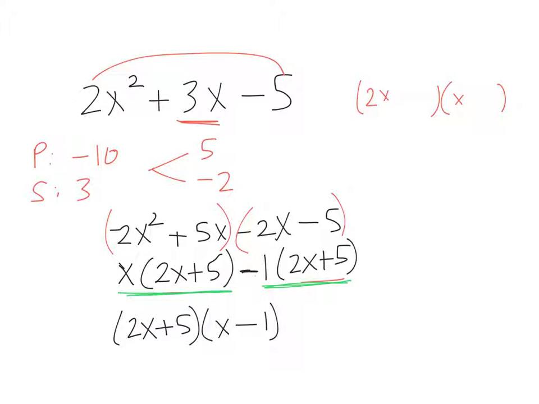And then I just look at it, and I'm like, oh, it's going to have to be plus 5 and minus 1, because that will give me 5x minus 2x, which is 3x. That's how I personally do this. I just look at it.